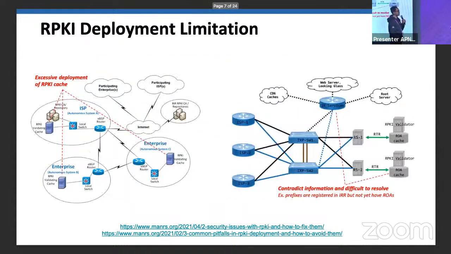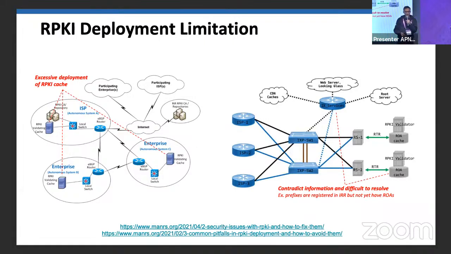But in terms of deployment, let me quickly give some examples. Since RPKI allows us to deploy validators or caches in every enterprise or every network, we will have some kind of excessive deployment of RPKI caches. Then we can see most of the traffic is containing or replicating the data between the trust anchor and the caches themselves.